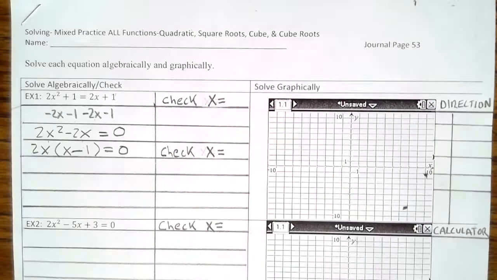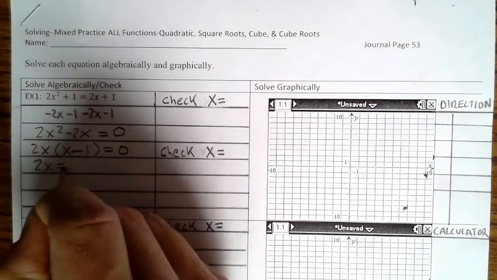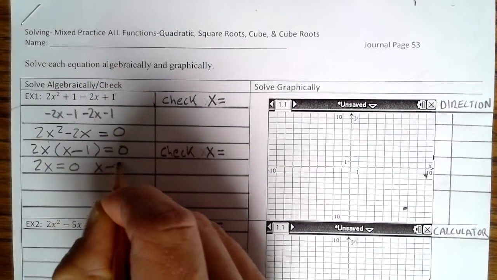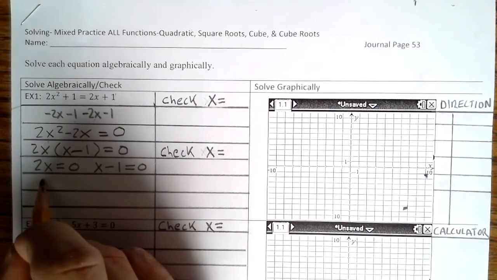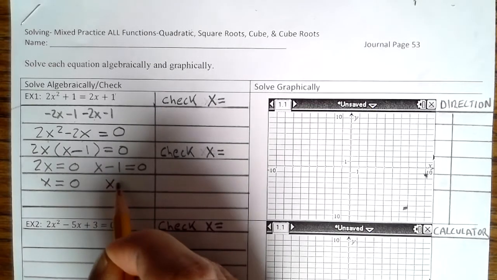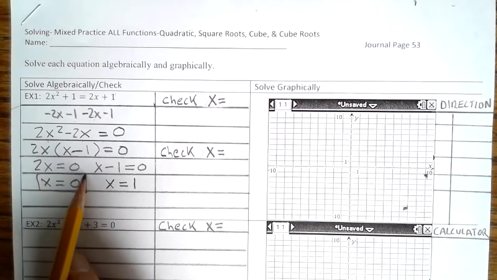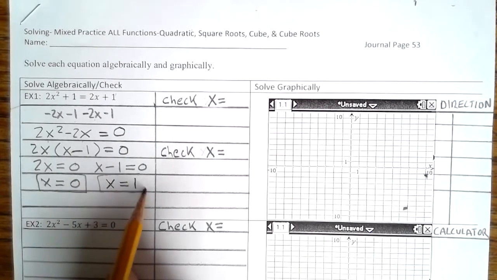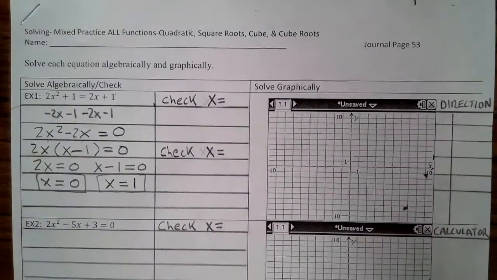Now we're going to set 2x equal to 0 and x minus 1 equal to 0. Divide by 2, so x equals 0. Add 1 to both sides, x equals 1. Okay, so now let's check each of those values.